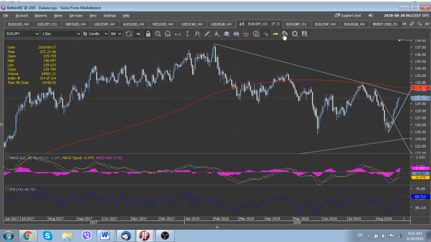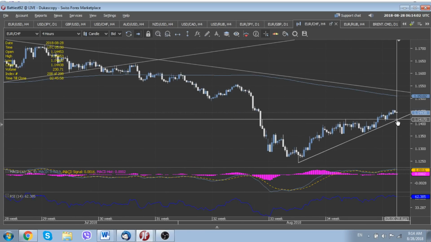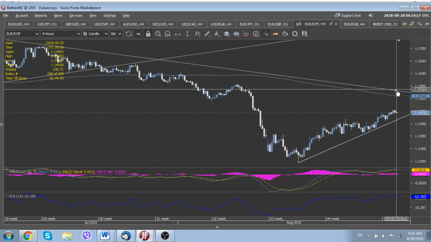The same applies also for the euro Swiss, which should trade higher while trading above 114.15, where lies the current uptrend line in the currency. But of course, during the next round of strength, the pair should meet a strong resistance around 115.30.